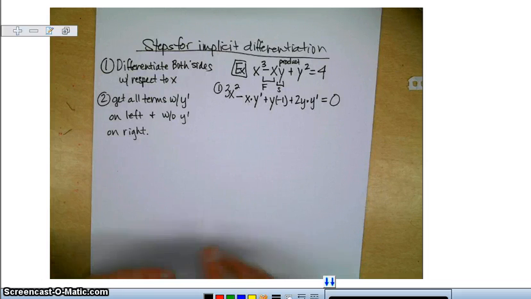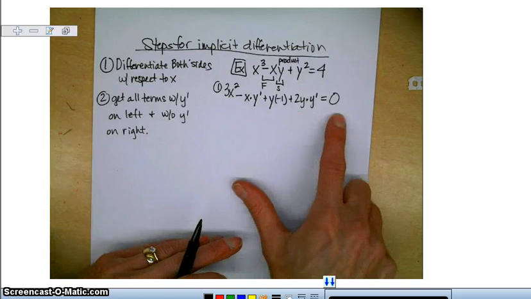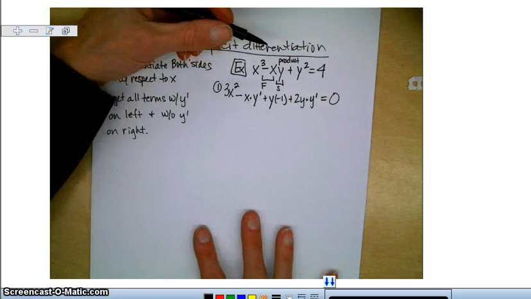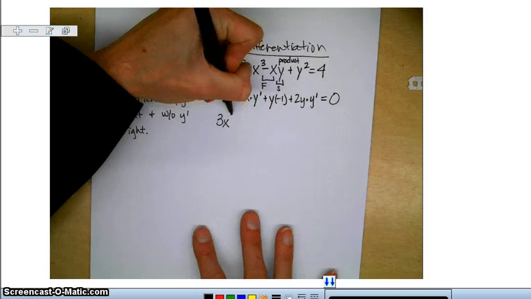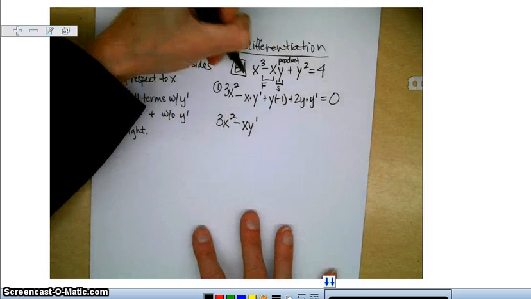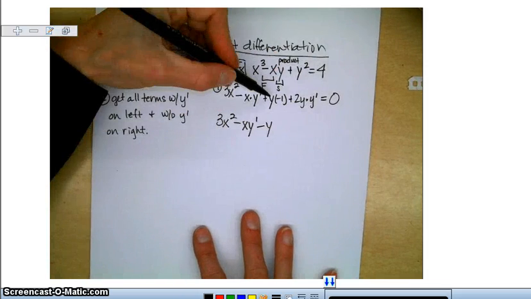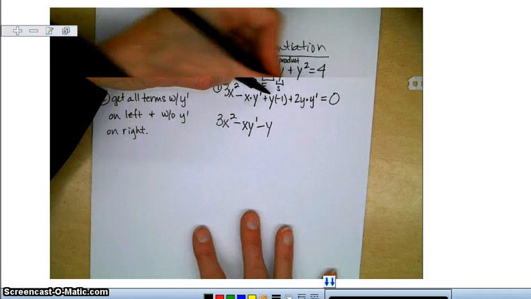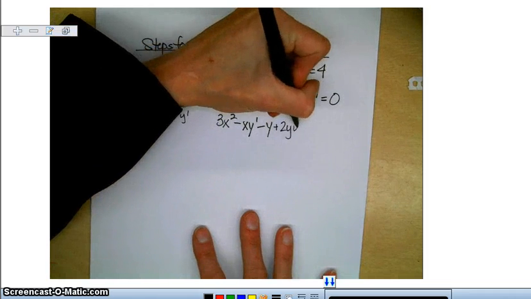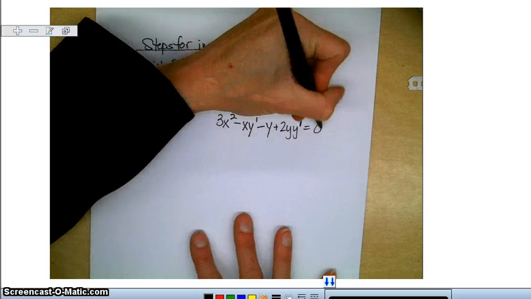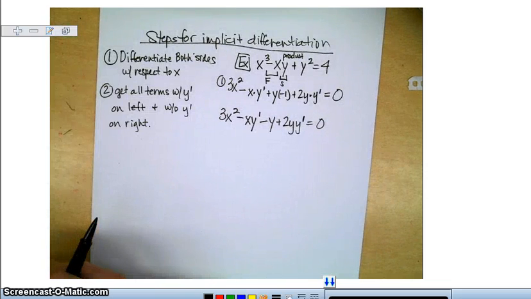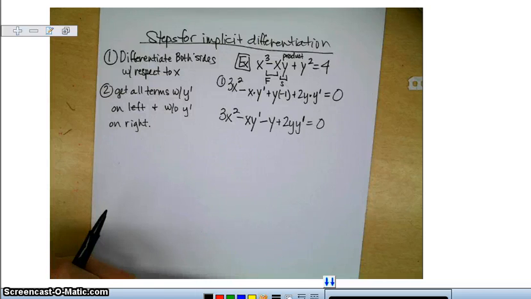So I guess first I'm going to clean this step up a little bit. Not really, there's not much you can do. It's 3x squared minus xy prime minus y. That's the only part I can write a little nicer. And then plus 2y y prime. And make sure you make your y primes noticeably different from your y's, like you can tell it's y prime.